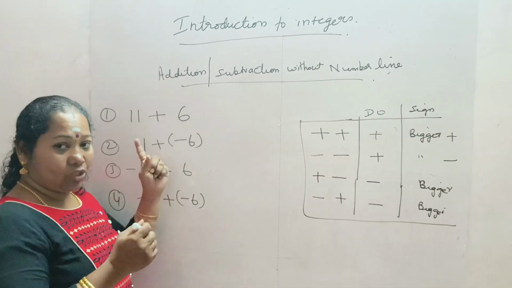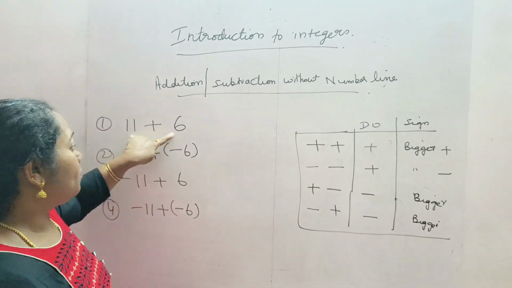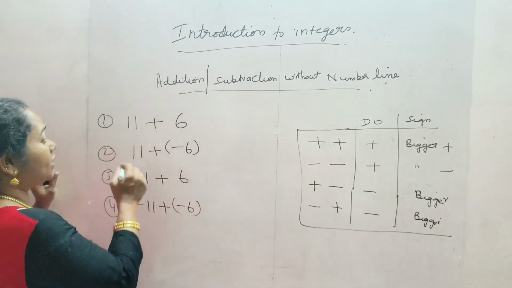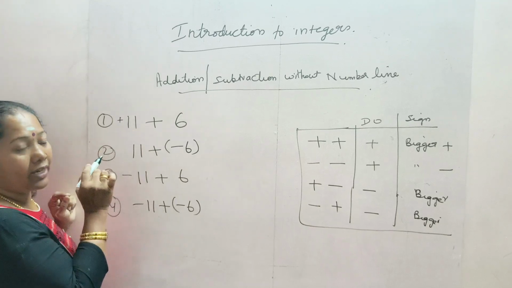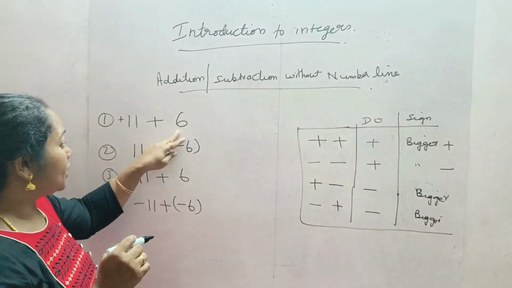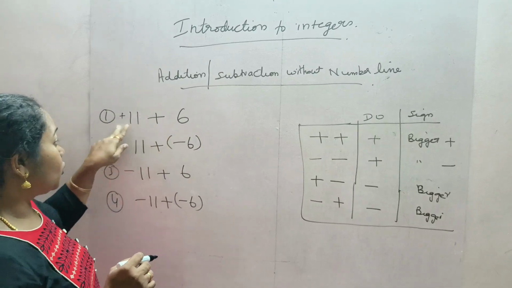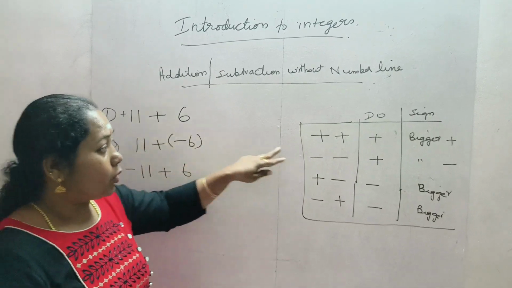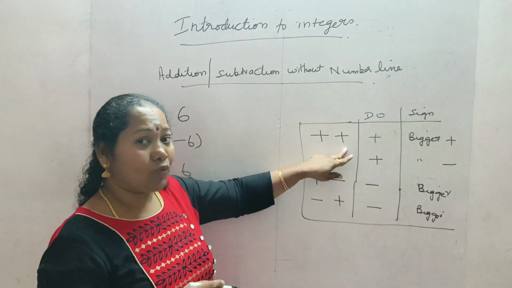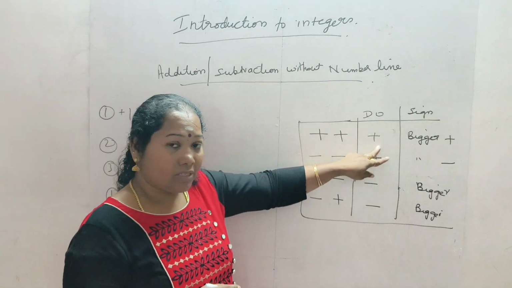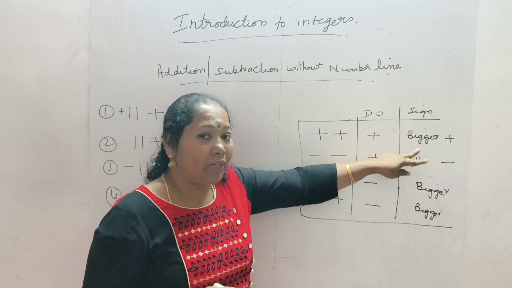So let us consider this question. Here, 11 plus 6. The sign of 11 is positive, right? So it is a positive number, and the sign of 6 is also positive. So positive plus positive. Both the numbers are positive. What do we have to do? Add, and the sign will be of the bigger number.